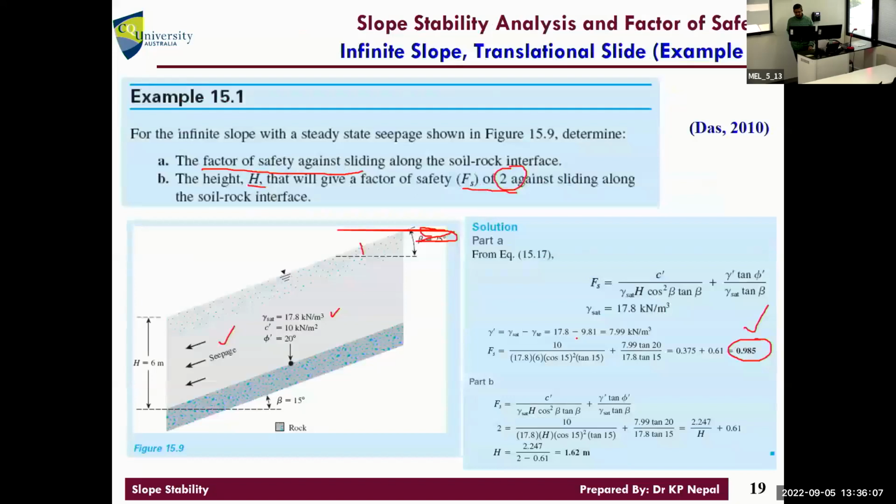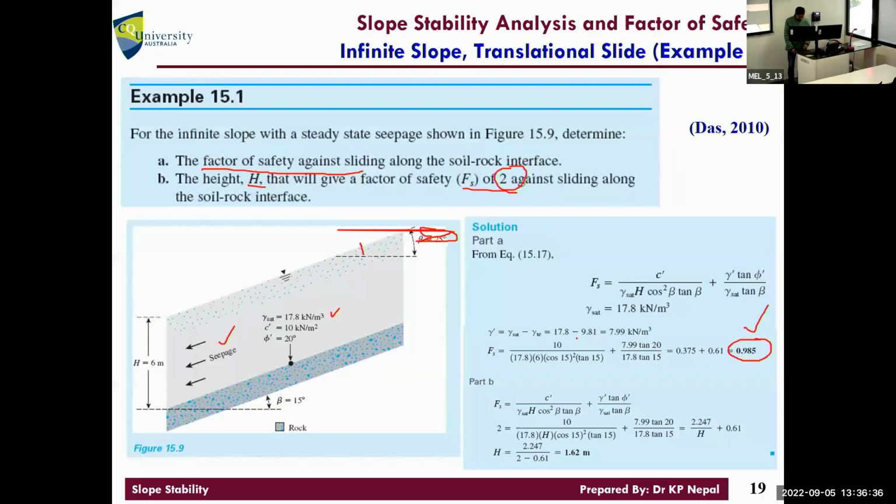They back calculated 1.62. What does that mean? So you see, not 6 meter. It can sustain only 1.62 meter of height to get the factor of safety 2. So that's how you balance the height of slope with factor of safety. Same equation anyway. All good?